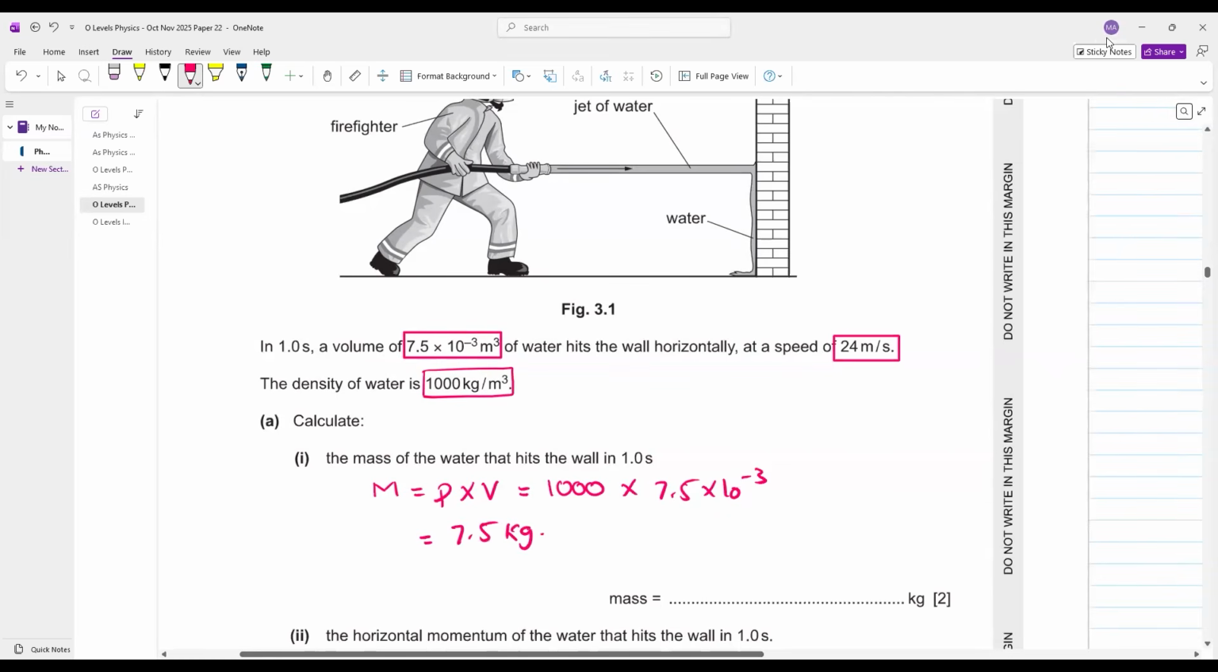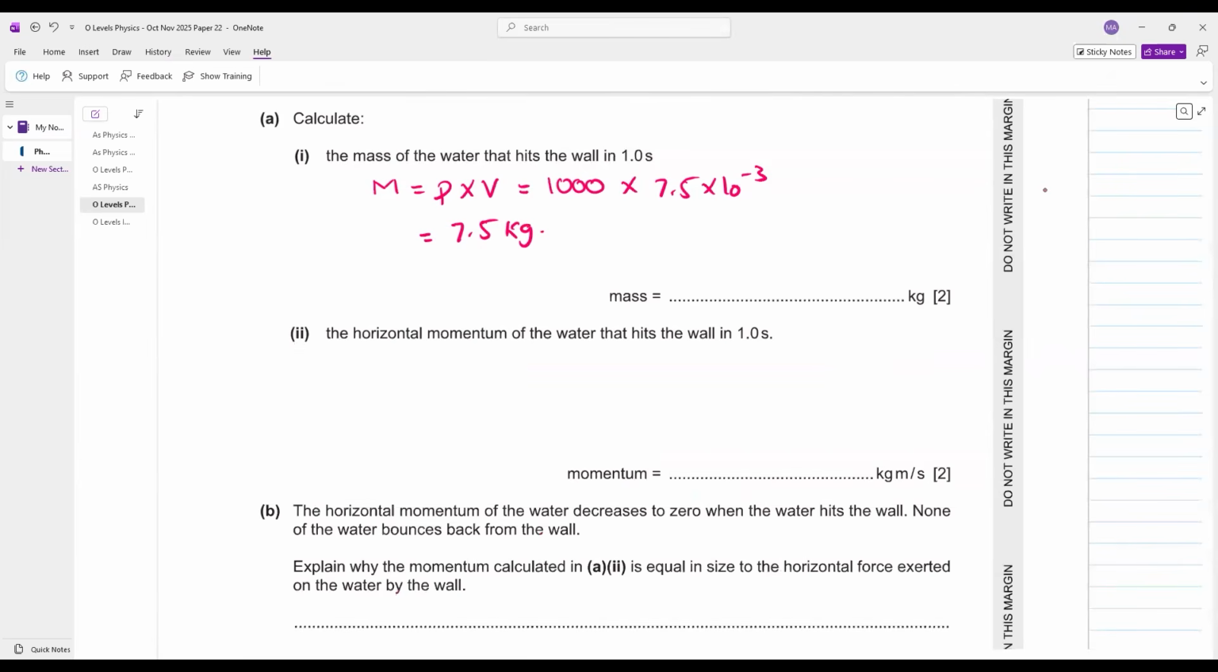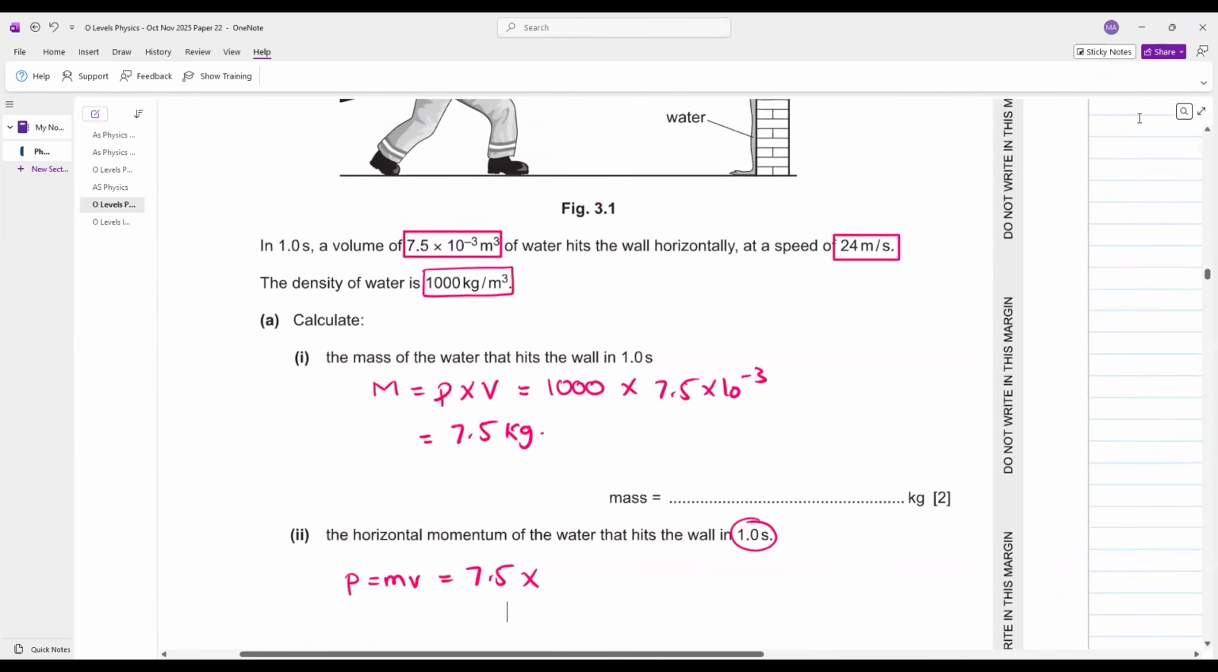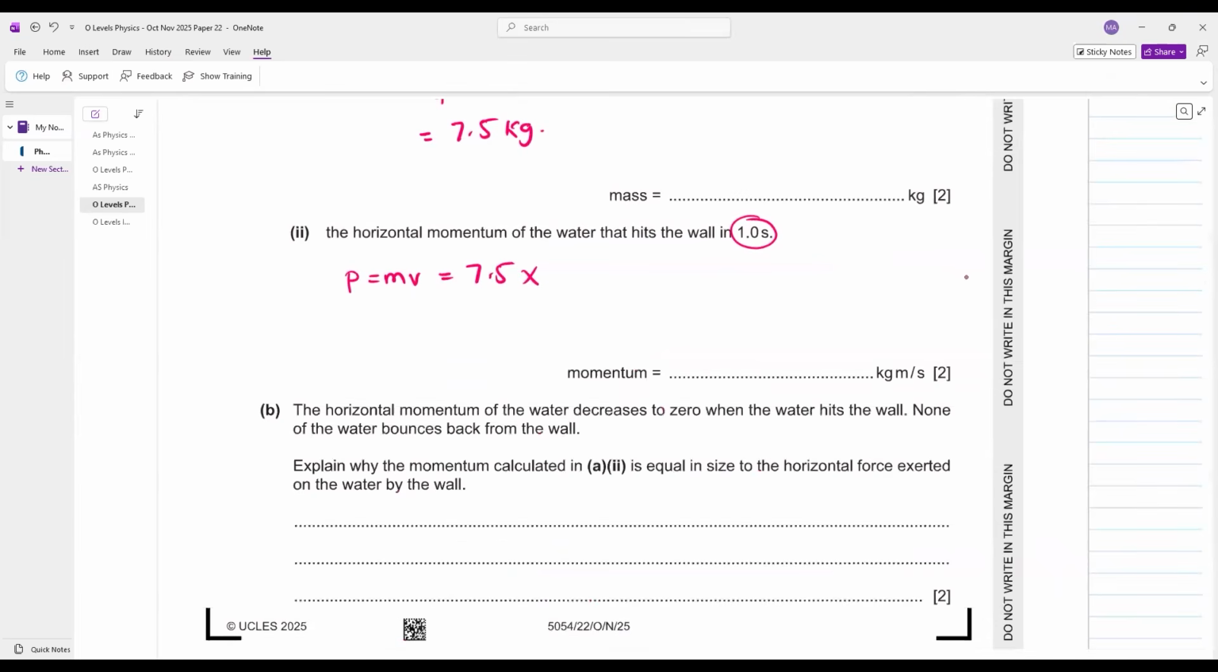The horizontal momentum of the water that hits the wall in 1 second. अच्छा जी, momentum निकालना है. Momentum is equals to mass into velocity. Mass क्या है बेटा? 7.5. Velocity क्या है भाई? Velocity is 24. Multiply करो. What does your momentum come out to be? Momentum comes out to be 180 kg meters per second. Simple.